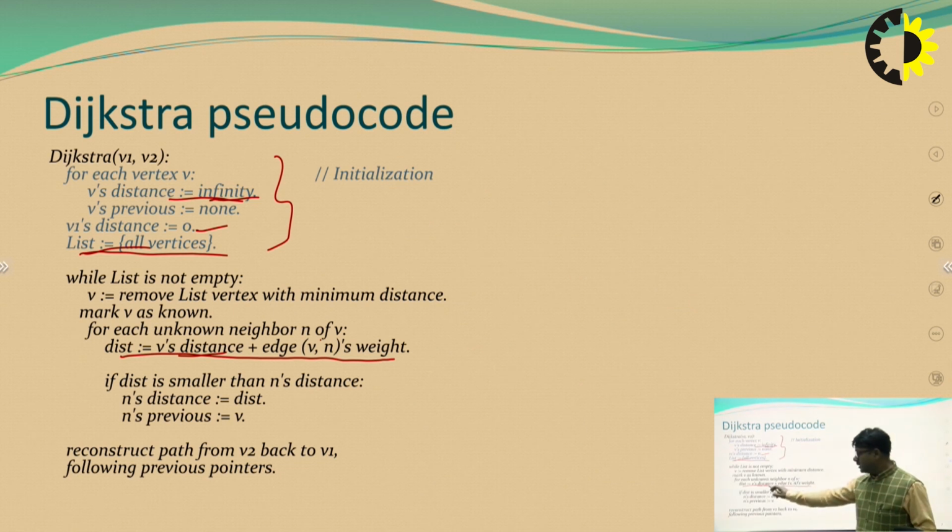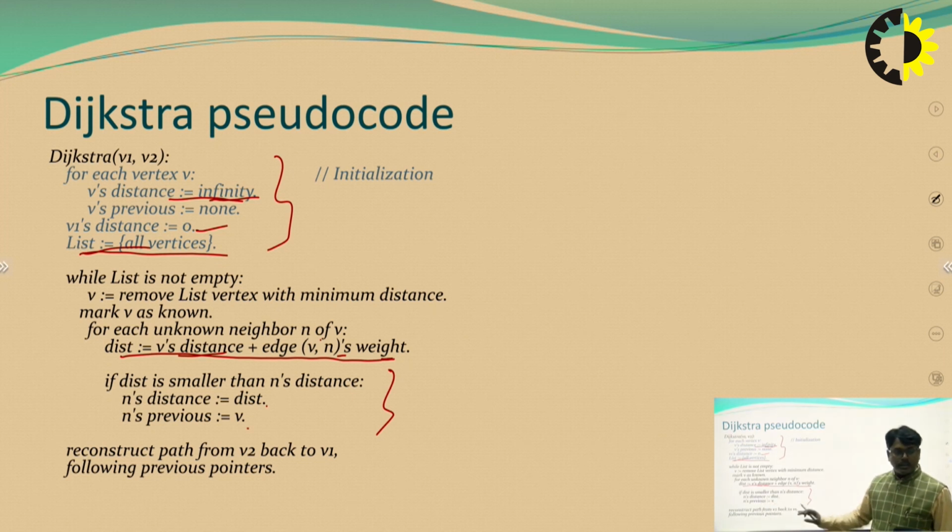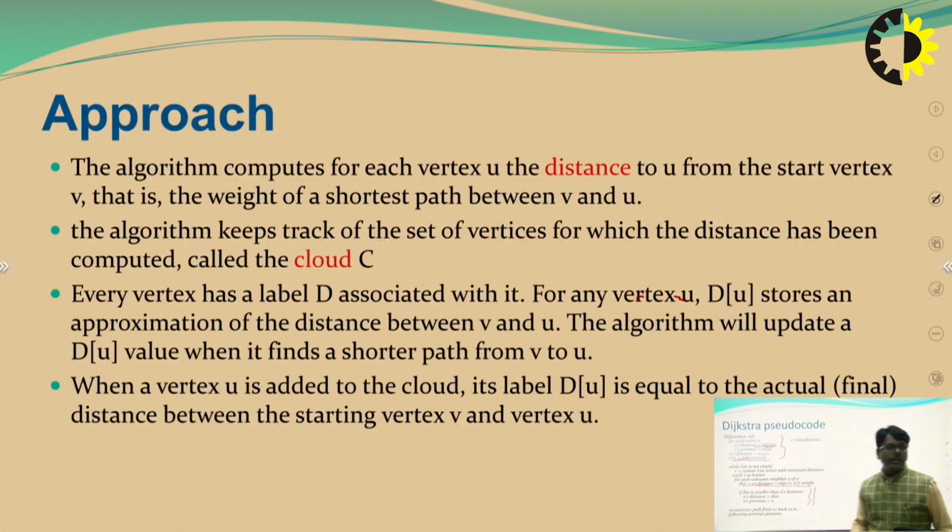That is distance plus the edge weight. If distance is smaller, then now we have to check the condition. If distance is smaller, then n's distance is set equal to distance, and n's previous is set equal to v. Now this code specifies what we have to check based on the condition.